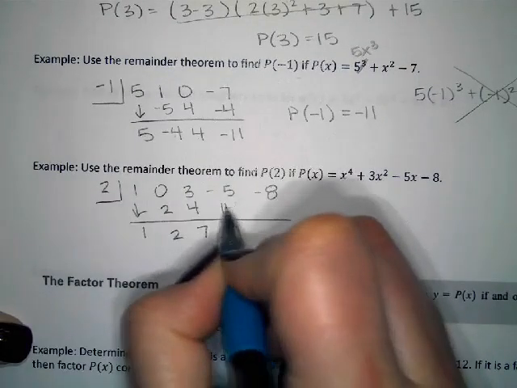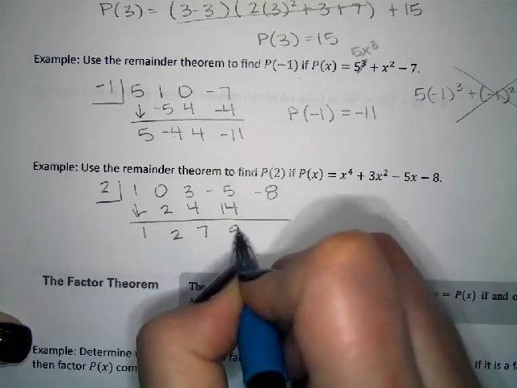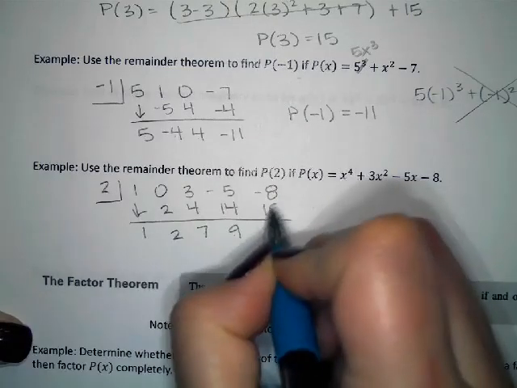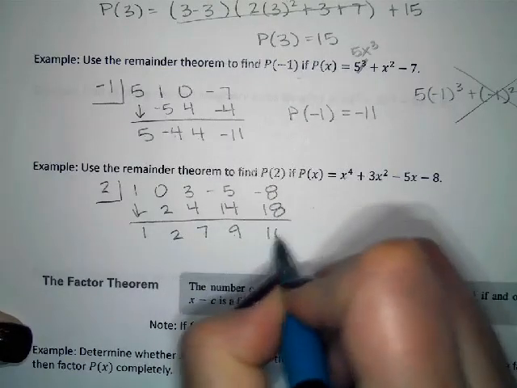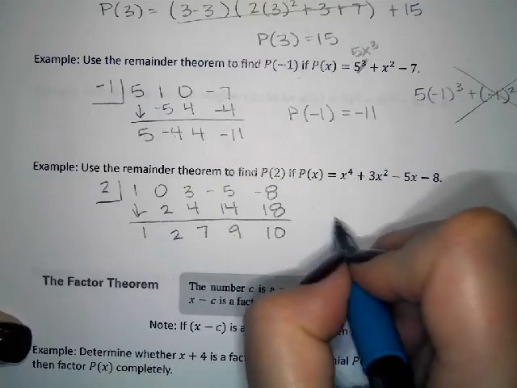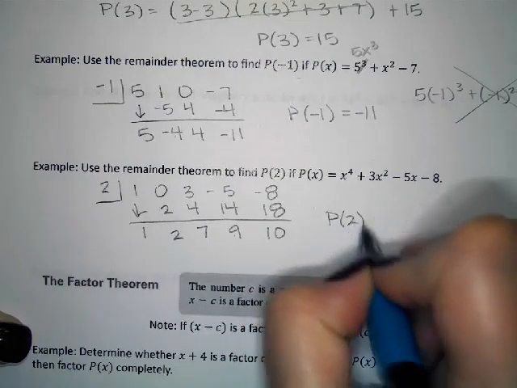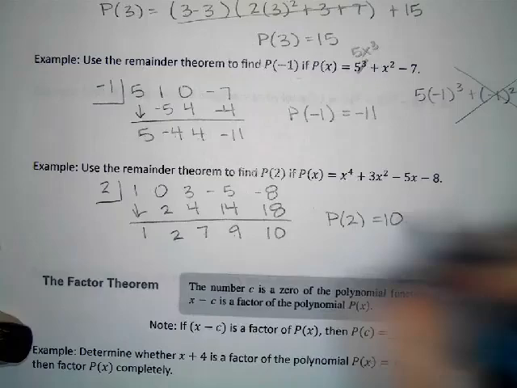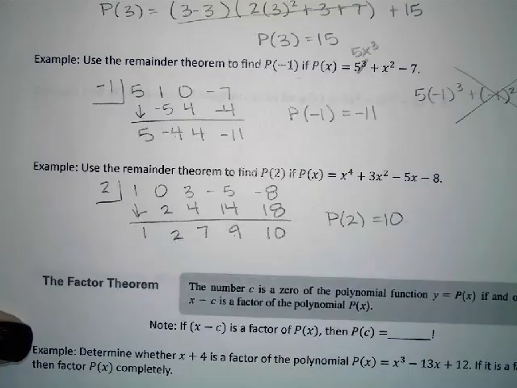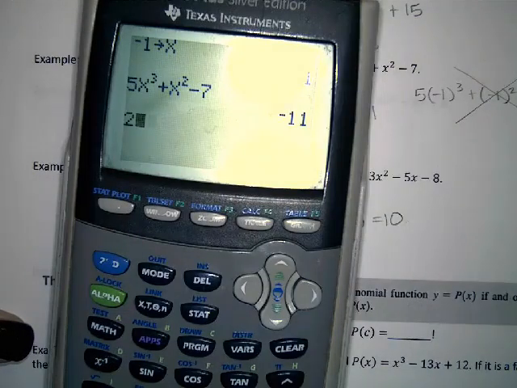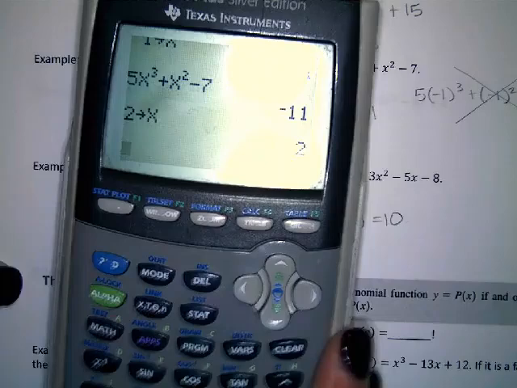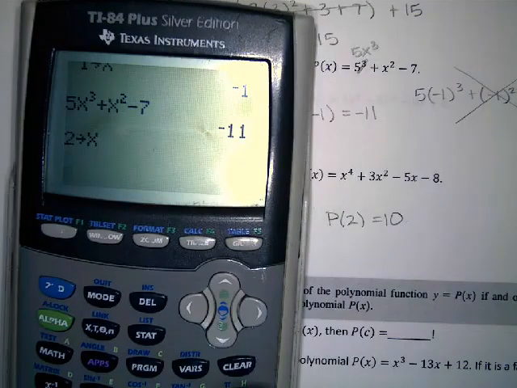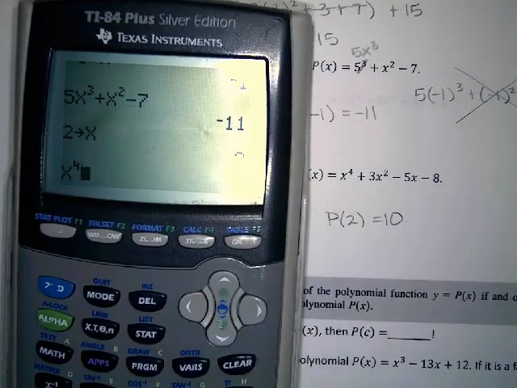So this says that if I plug in 2, I get 10. And you can always check it. x to the fourth plus 3x squared minus 5x minus 8. And I get 10.